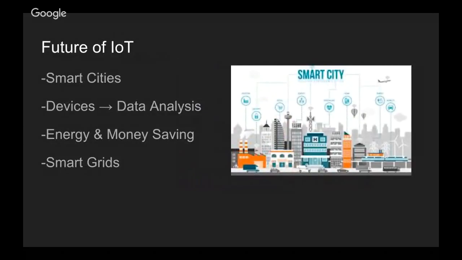So I'm going to talk about the future of IoT now. The Internet of Things has great potential to influence cities in years to come. These cities are called smart cities.